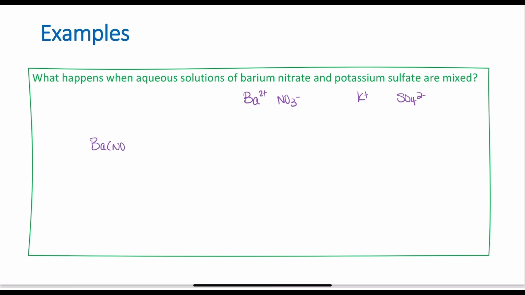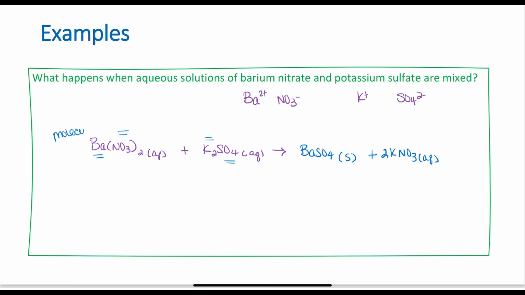So I've got barium nitrate reacting with potassium sulfate. And I'm going to swap those partners and see what happens. Barium to sulfate, potassium to nitrate. Barium sulfate is one of the cases where sulfate is not soluble, so that is going to form an insoluble salt. And then KNO3, aqueous, balance that out. If you want, this is your molecular equation.